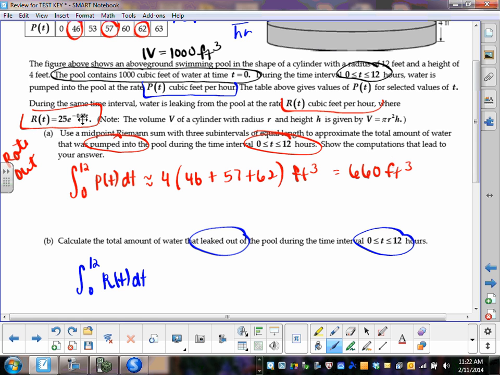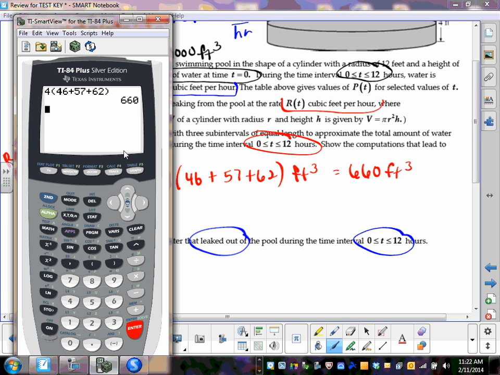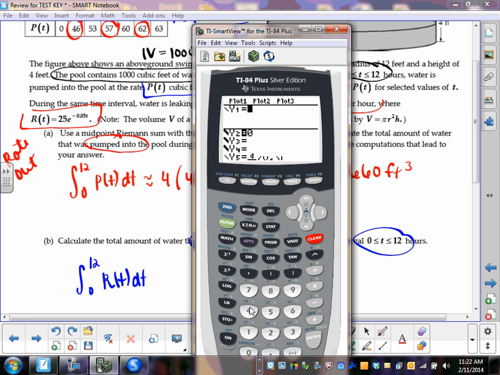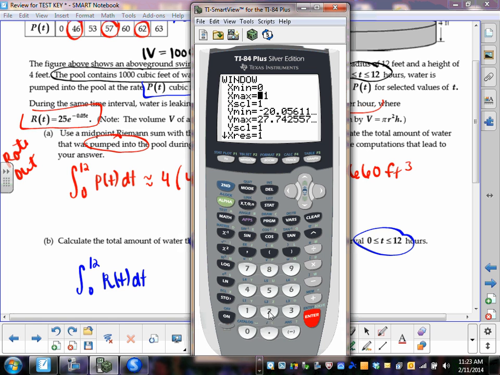Notice for this that I'm not trying to recopy this R function down. I don't want to make a copy error and lose a point, so I'm just writing the R of t version. So I'm going to go to my calculator, type in 25 e to the negative 0.05x. I want my window to be 0 to 12. And if I want to see what's happening, I could zoom to see what kind of rate I have when I'm losing.